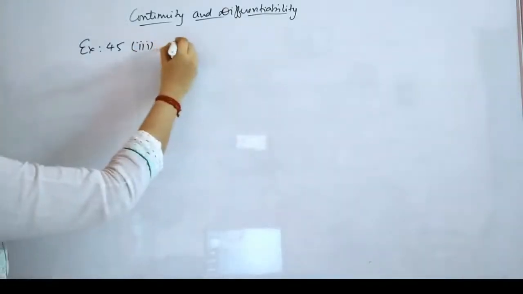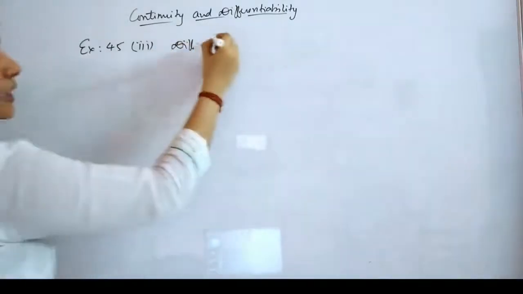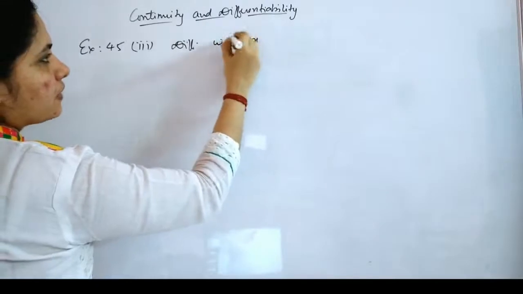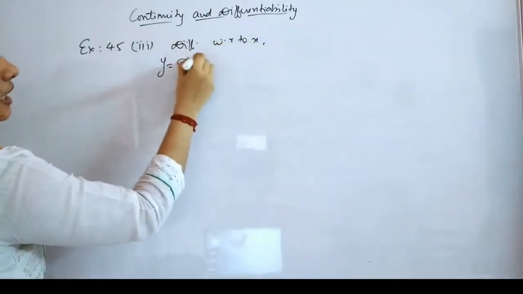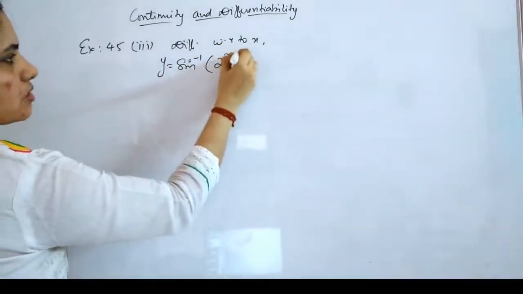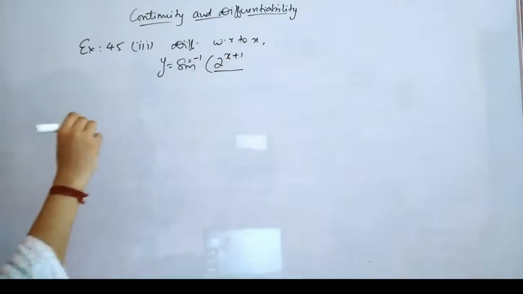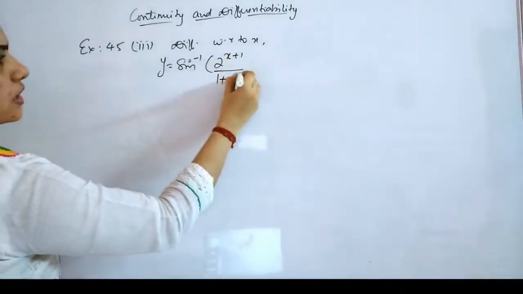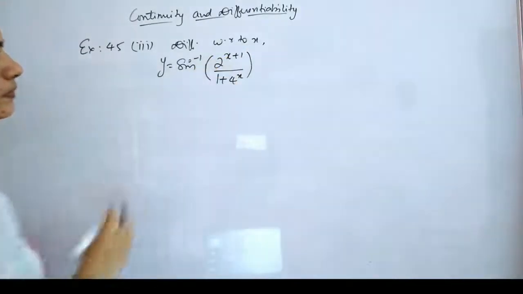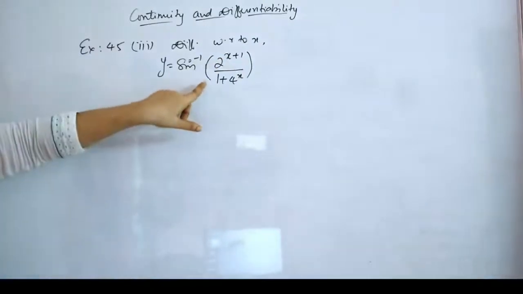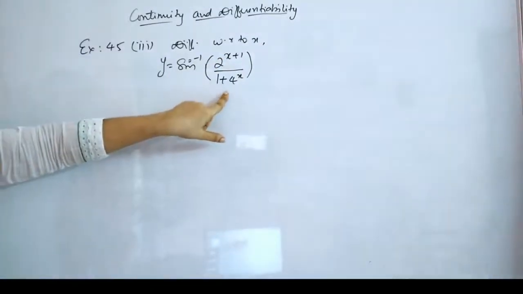Example 45, third question: you have to differentiate the following with respect to x. What is the function given as? y is equal to sin inverse of 2 raised to x plus 1 divided by 1 plus 4 raised to x. In order to differentiate this, it is not easily differentiable. We have to substitute something and then differentiate.